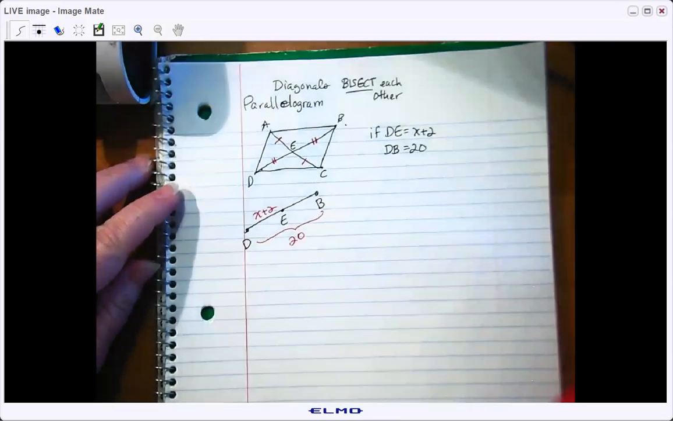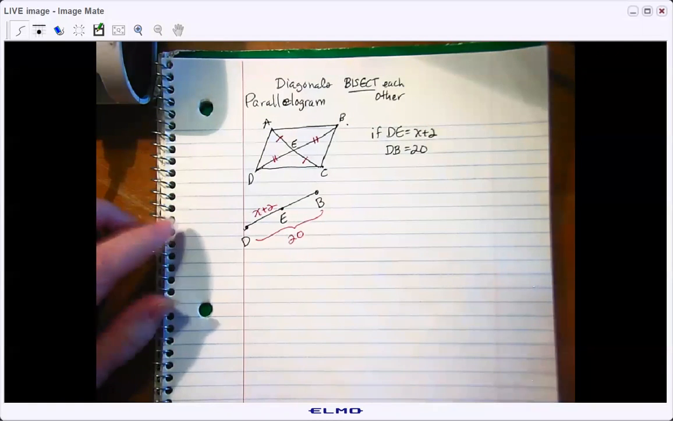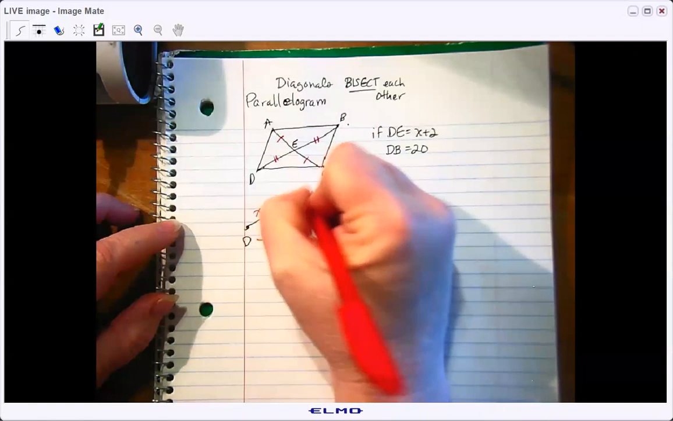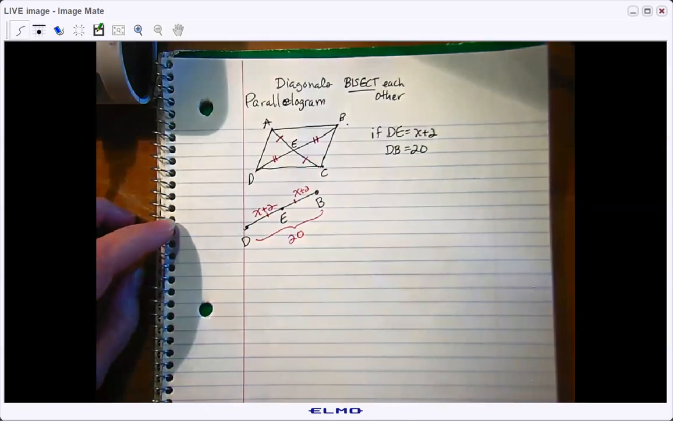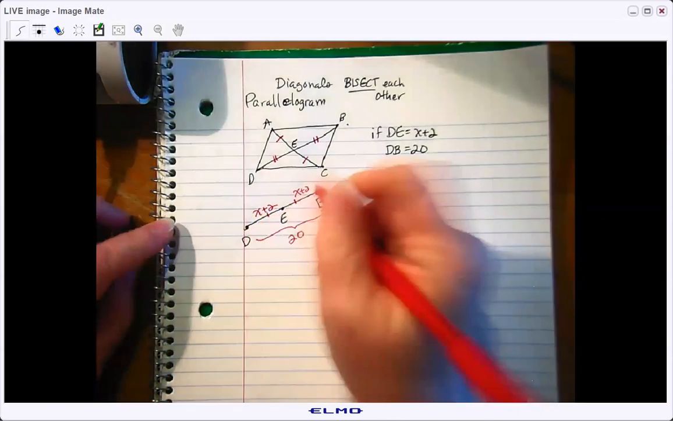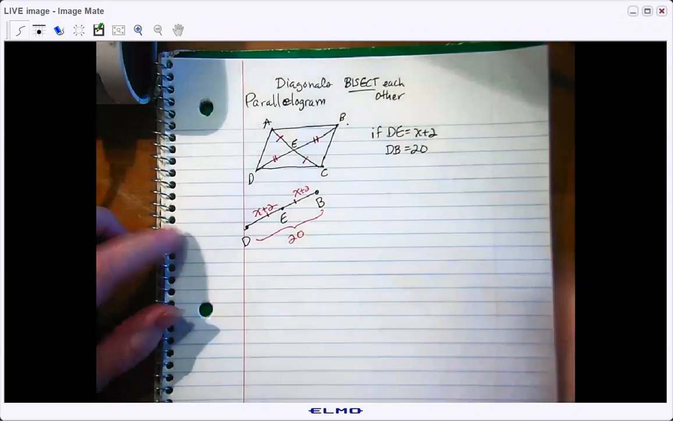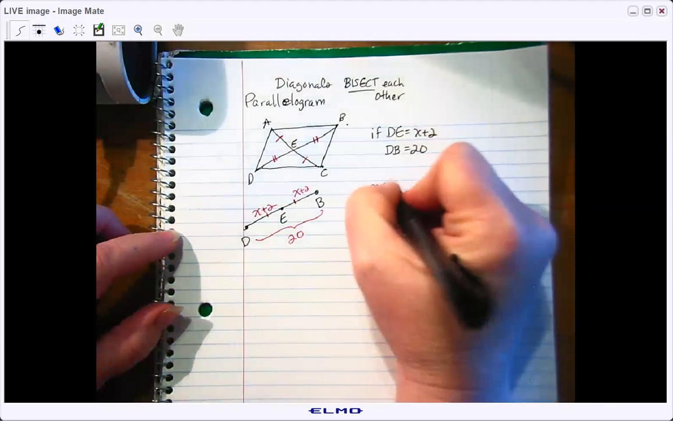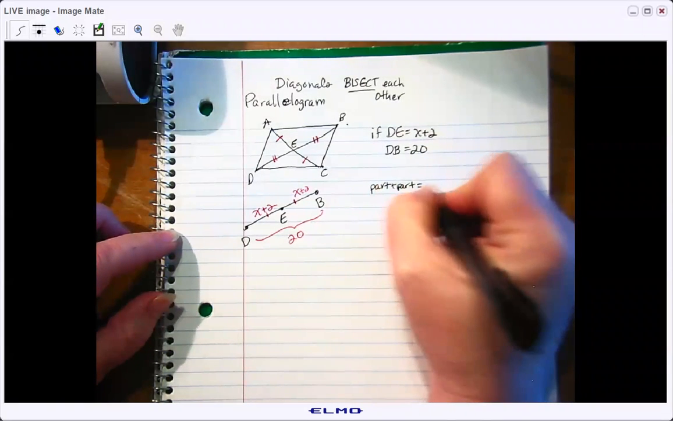Yes. What is it? X plus 2. Good. It's also X plus 2 because we know that these are equal. So if they're equal, then I can write it again. So there's our equation: part plus part, which happen to be the same, is equal to the whole.